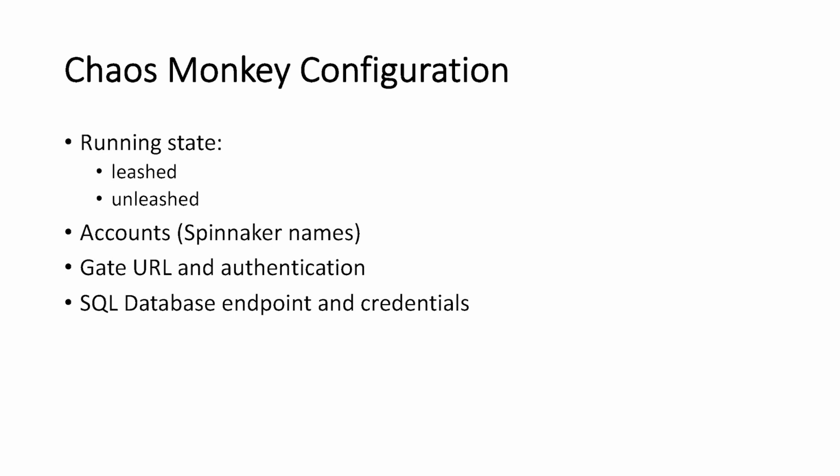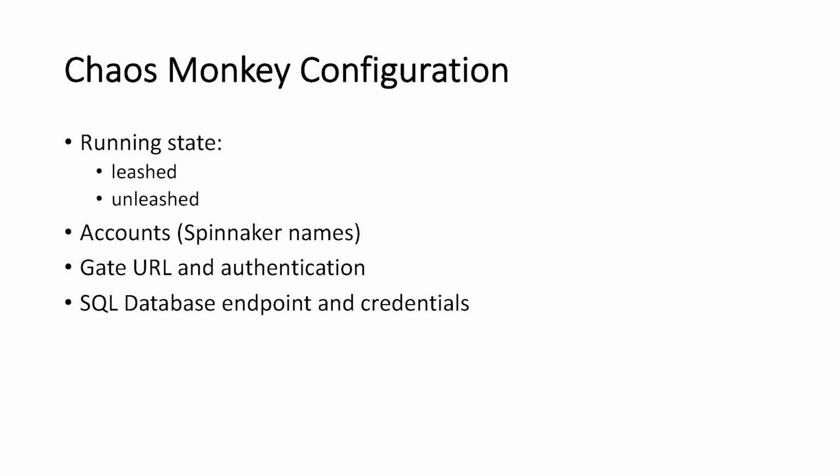The configuration is really simple. You can pick its state, which is leashed or unleashed. Leashed is really helpful for debugging before you go live to make sure that Chaos Monkey is behaving like you think. It's basically a dry run mode. It will simulate what it's done and tell you what it would have done, but not actually terminate the instances. Unleashed is the configuration state that will let Chaos Monkey do its full terminations, and you need to do that to get it to work.